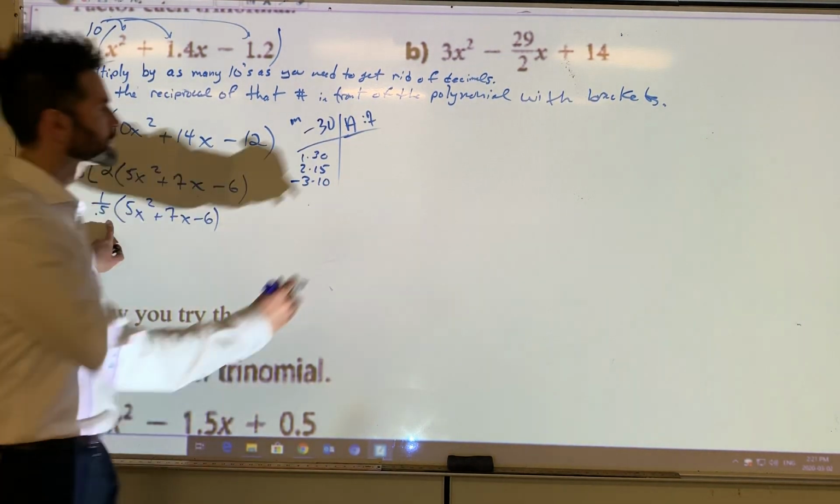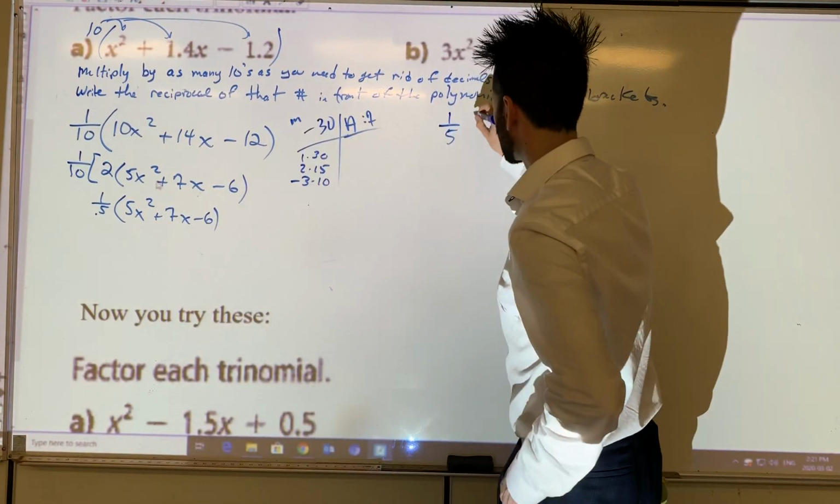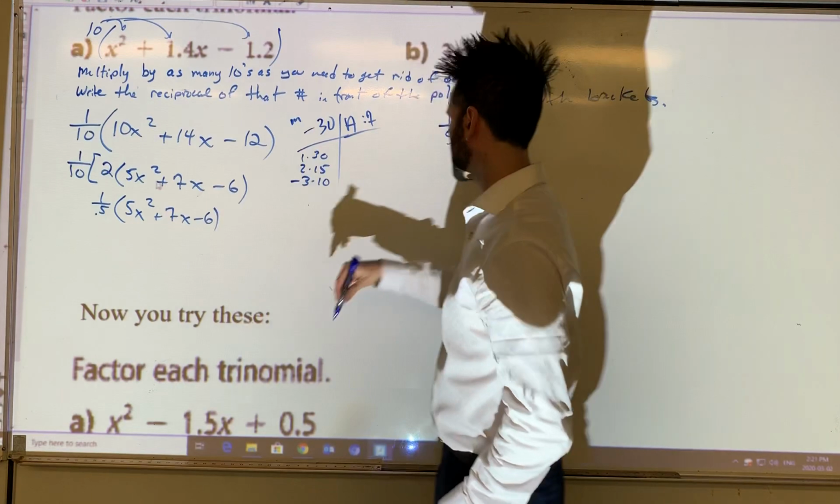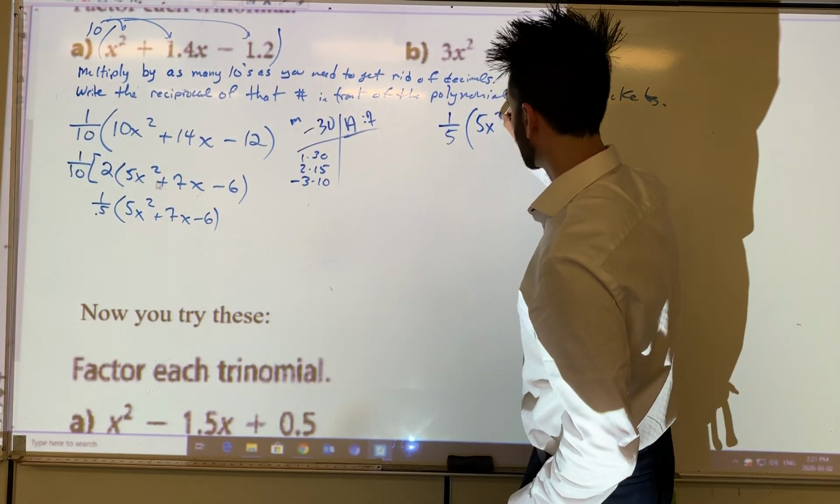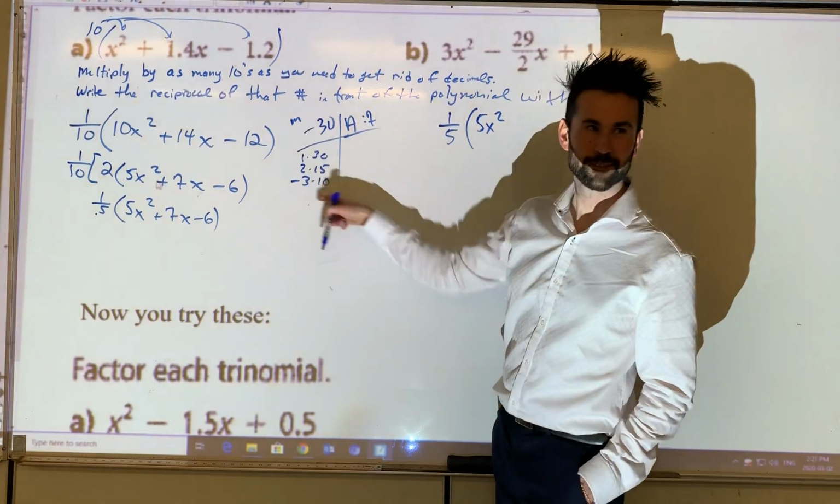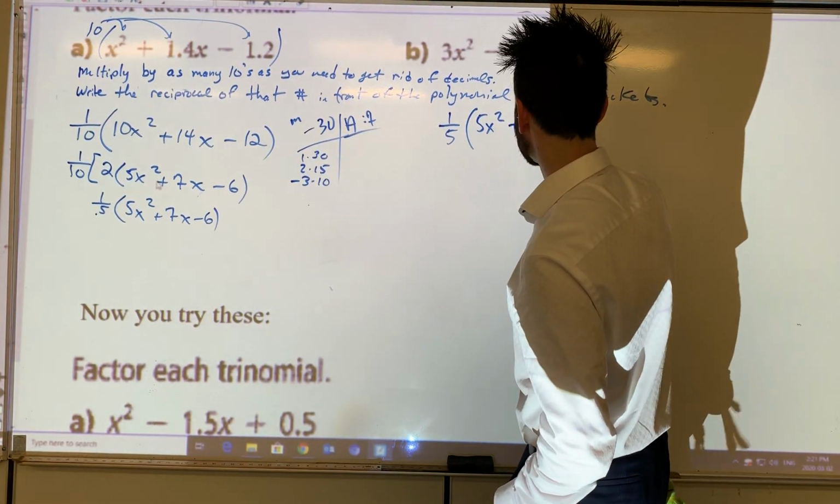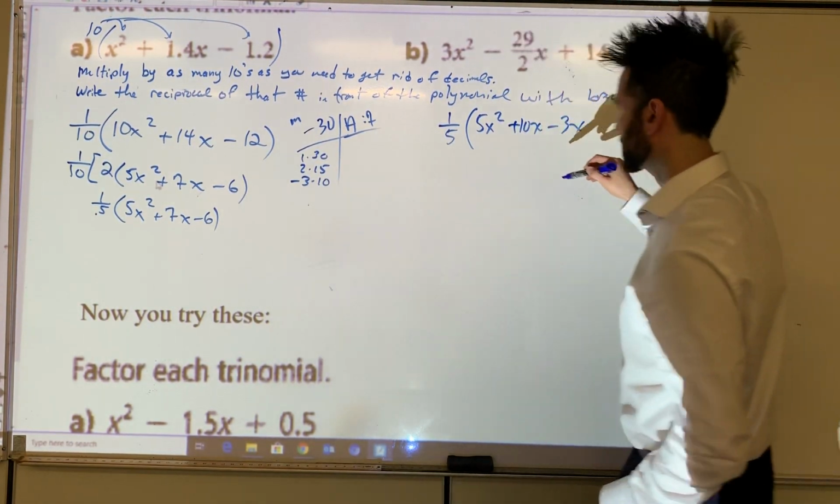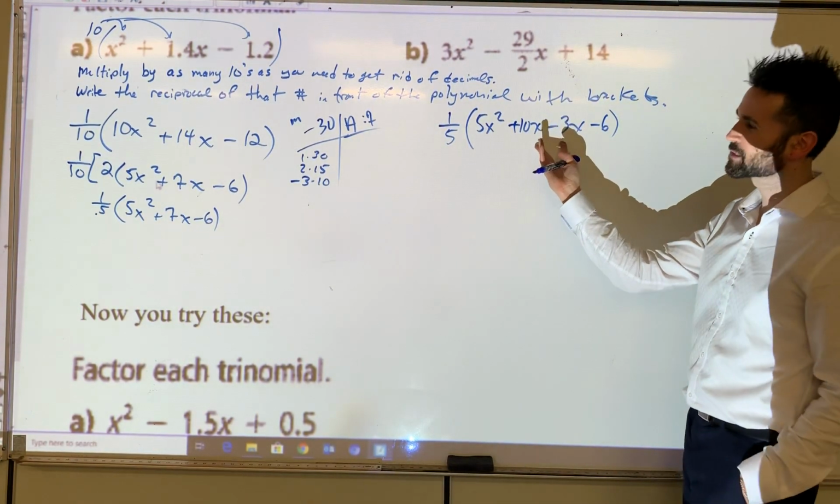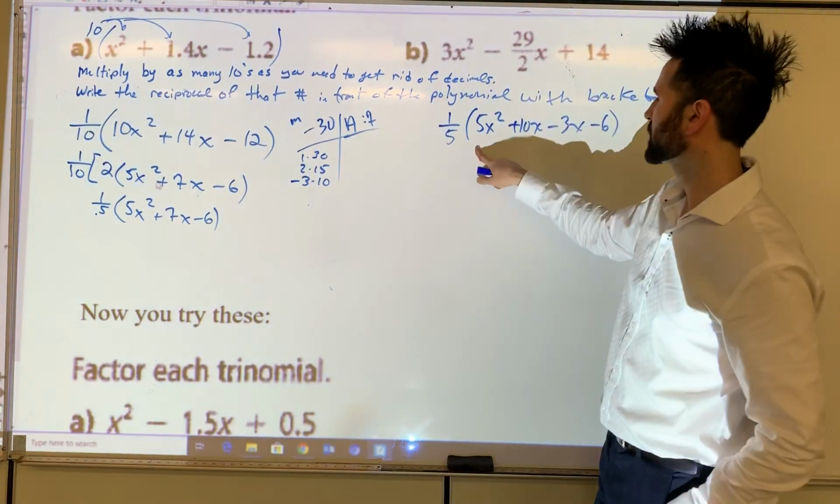Okay, grab this, put it over here, start decomposing. So you're just going to maintain the bracket. You'll have this 1 out of 5 the whole time you're writing it. So you go 5x squared. What should I write first, the negative 3 or the 10? The 10. So I go plus 10x minus 3x minus 6. Double check. Is that positive 7x? If the answer is yes, keep going.